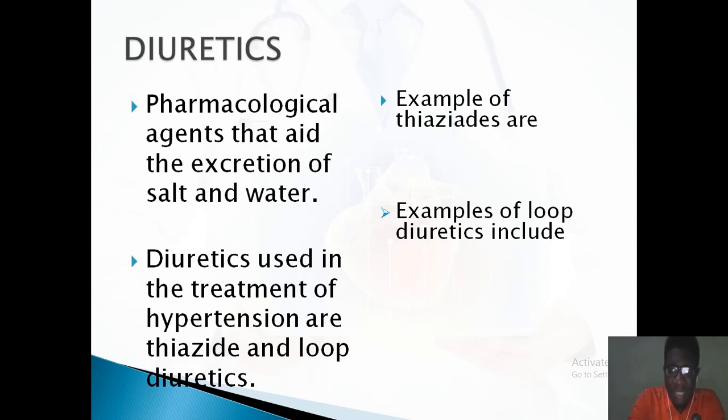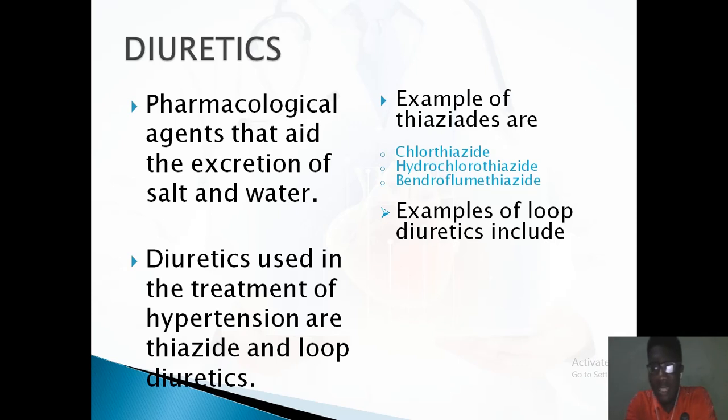So examples of thiazides are chlorothiazide, hydrochlorothiazide, and benzoflumethiazide. Examples of loop diuretics are furosemide, torsemide, and bumetanide. Generally, thiazide diuretics have a longer duration of action than loop diuretics. So loop diuretics tend to be used mainly for hypertensive emergencies because of their short duration of action, while thiazides are more fitted for chronic hypertension.